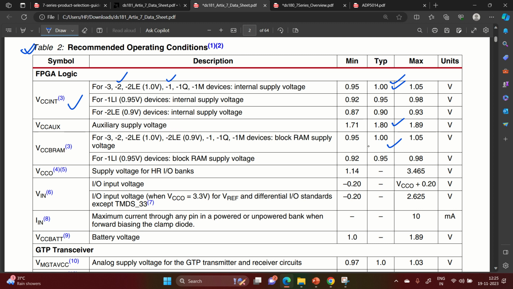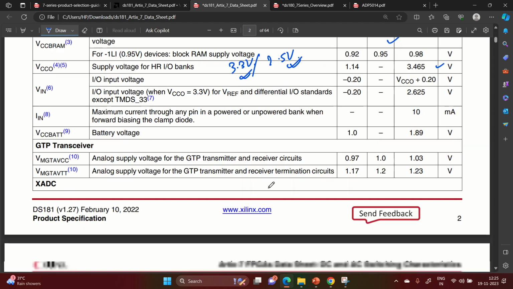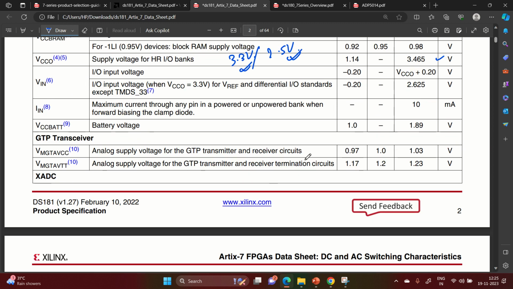Then our VCCO can go up to 3.456 volt, but still what I'll recommend is we will be using 3.3 volt IOs or 2.5 volt IOs. So two levels I will be using. Okay, so we'll be going with 3.3 volt. All the IOs will be enabled with this, like logic levels will be 3.3 volt or 0.